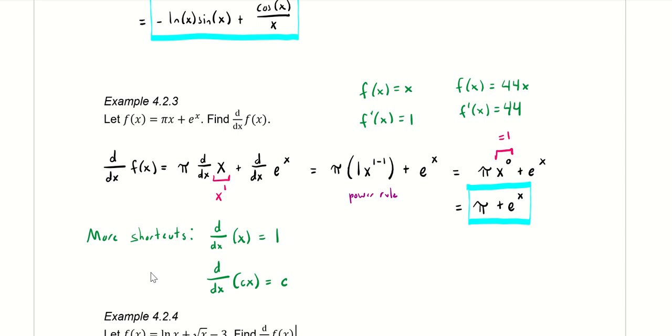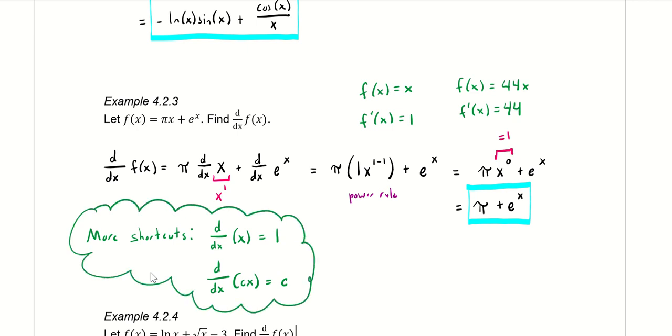Now, of course, you can have other things involved in pieces of that, but this is kind of a set of shortcuts that aren't explicitly mentioned in the previous pages, but they're worth knowing because they make this a lot less work. We don't actually have to use or remember the power rule when we've got something like pi times x.